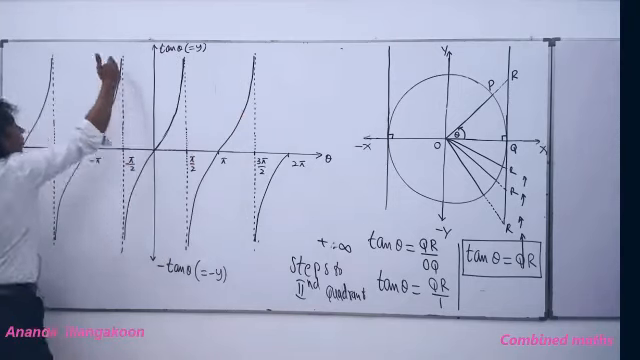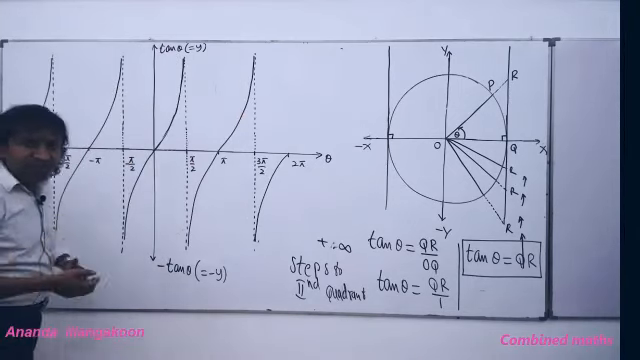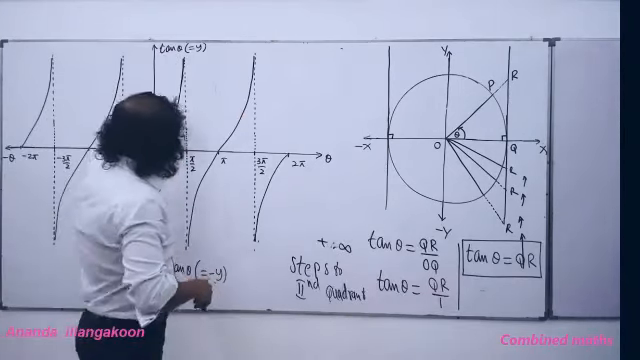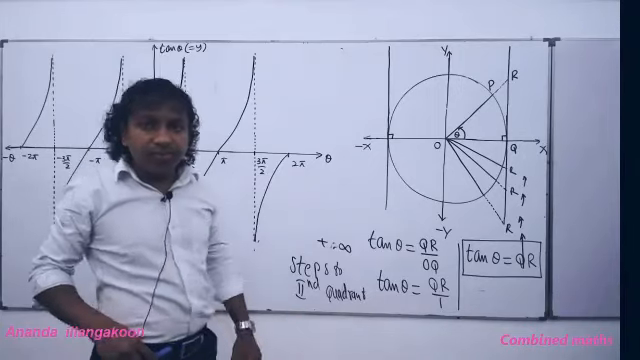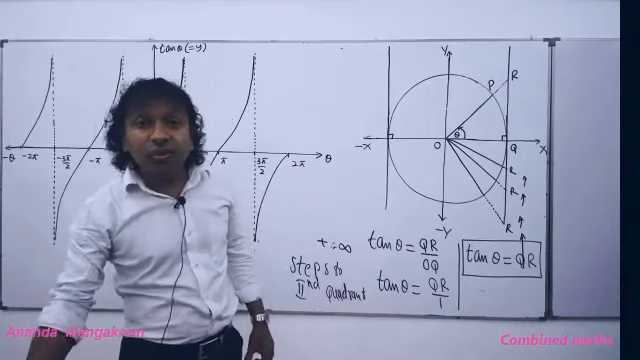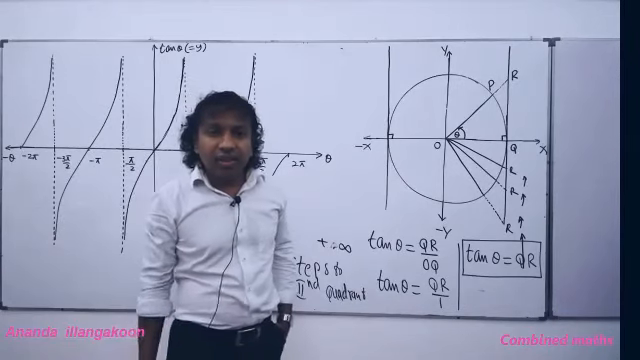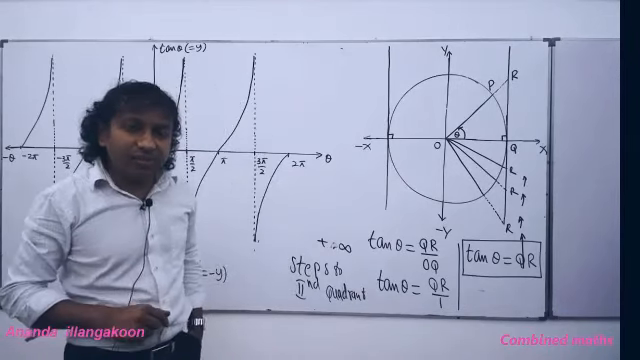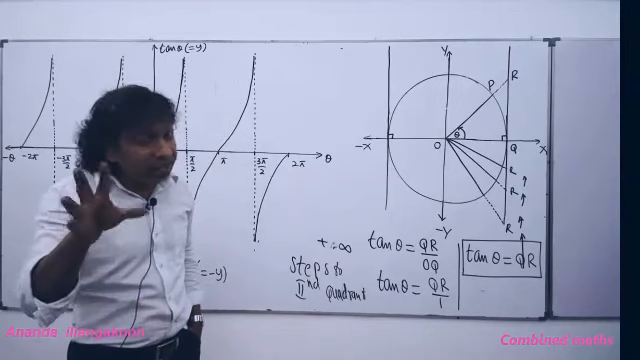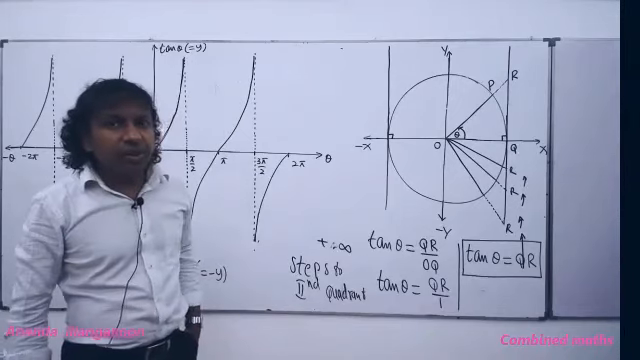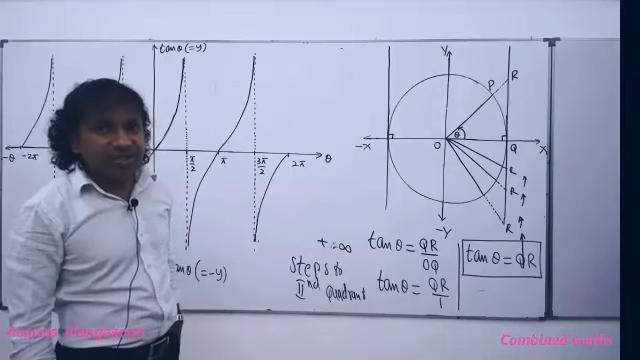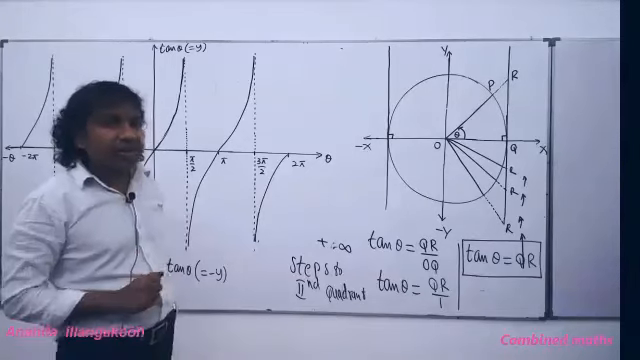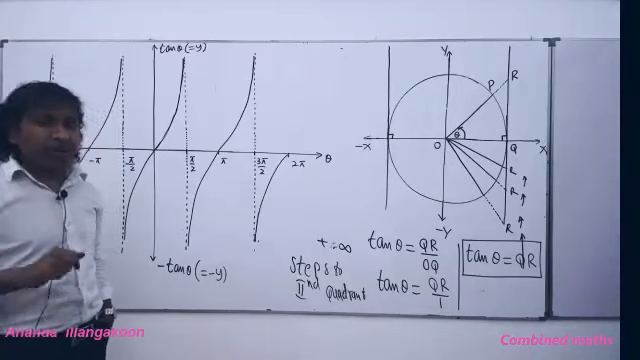See? Every 180 degree angle, the same portion repeats. So then it says the period of the tan theta graph is, people, 180 degrees. Earlier, with sin and cos, we noticed 2 pi, 360 degrees. But the tan theta graph has period pi.